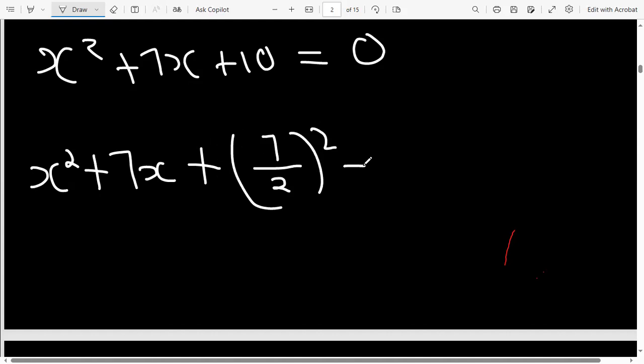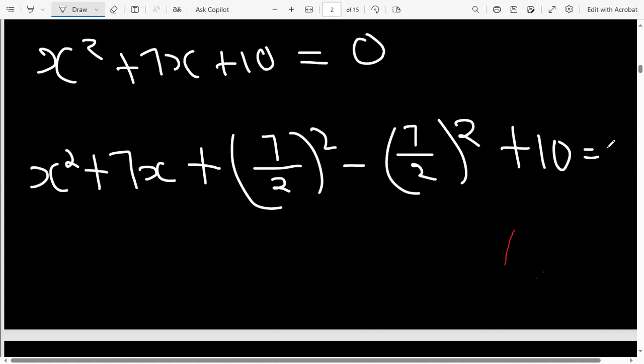You say minus, and then you write the same thing again, squared, and then you add this 10 now. So you're going to say plus 10 is equal to what? To 0. So what have I changed in this equation? Nothing, because I've included what we call a special 0. We see that these two are the same and they have opposite signs. So it's just a 0.